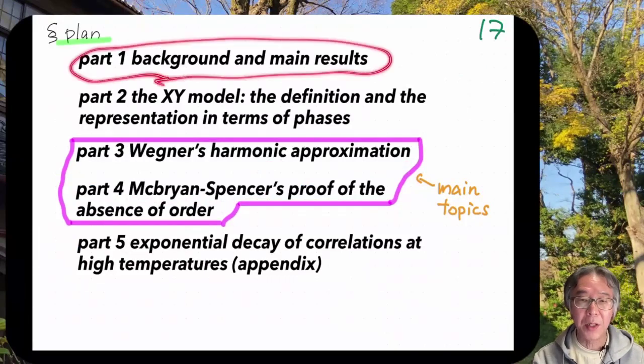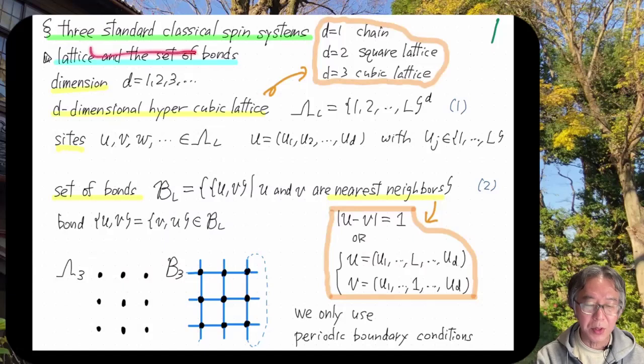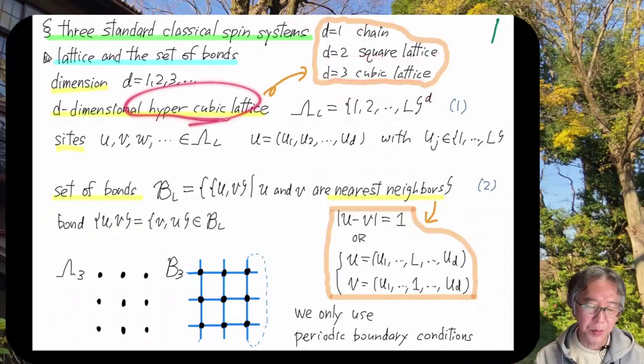So this is part one, where I'd like to discuss carefully the background. First of all, I'd like to discuss three standard classical spin systems. This is a basic setting about the lattice and the set of bonds. D denotes the dimension. It could be 1, 2, 3, 4, or well, actually 3 is enough, but it can be anything. And we consider the D-dimensional hypercubic lattice, which is defined mathematically this way. When d equals 1, this is simply the set from 1 to L, and it's called a chain. When d equals 2, this is called the square lattice, and for d equals 3, it's the cubic lattice. In general, we call it the hypercubic lattice.